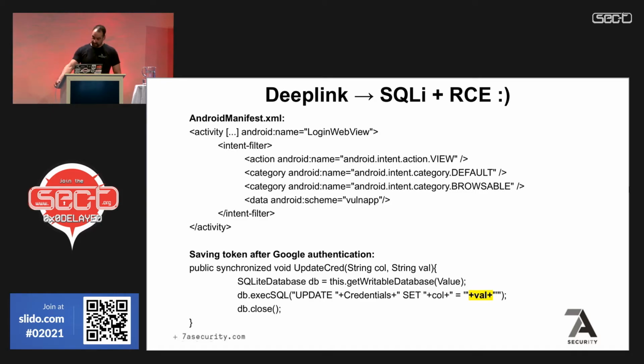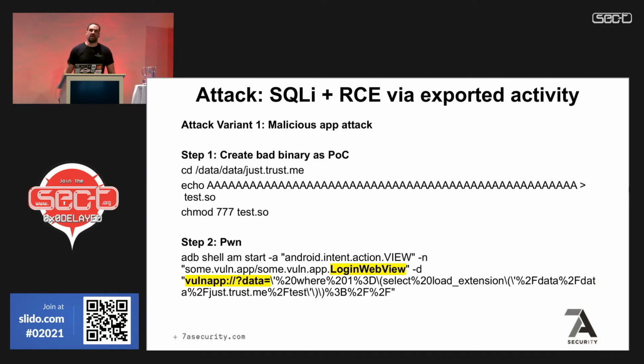And then in the code, you can see there's db.execSQL, update credentials, set call, and then there's a concatenation of the value, right? So we have SQL injection. And then the question is, how can we turn this into code execution?